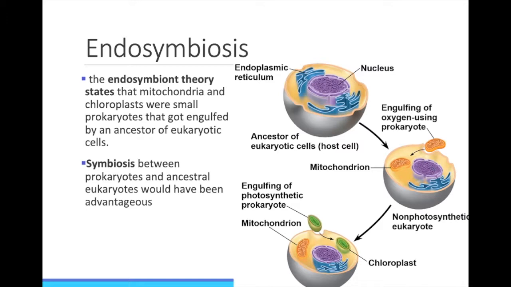Both of these events would have been advantageous for the cell that did the engulfing. All of a sudden, it had a way to manufacture energy from sugar, and then to manufacture sugar from sunlight. This made it more adapted, and it reproduced to produce a multitude of life that we now have as eukaryotes.